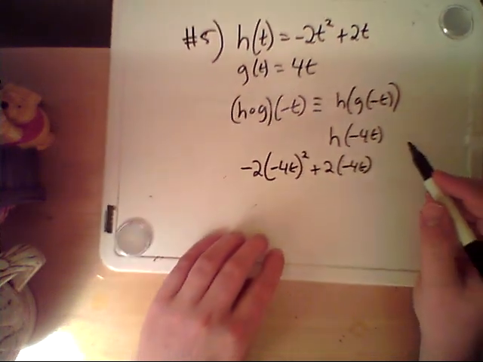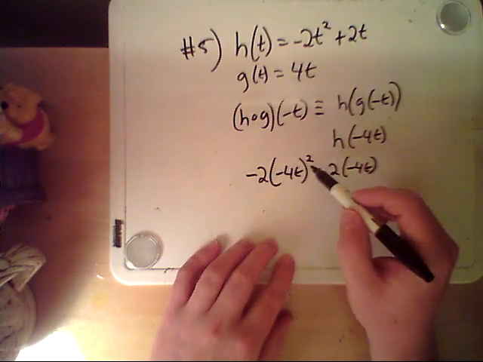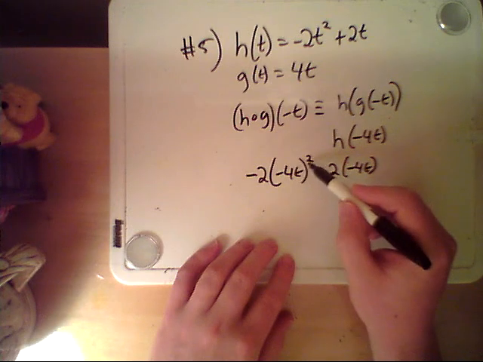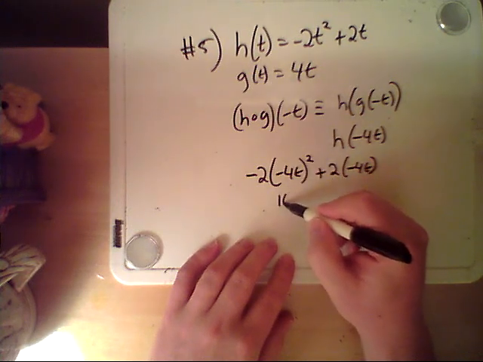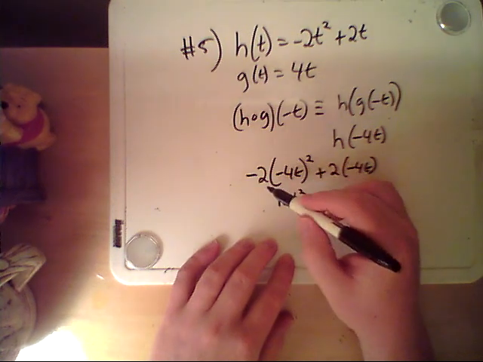All right, let's see if we can simplify this a little bit. We've got negative 2 times, oh, I need to square this first. Almost got ahead of myself. Negative 4 squared is 16. And then we have a t squared. And then we're going to have a negative 2 in front of that.